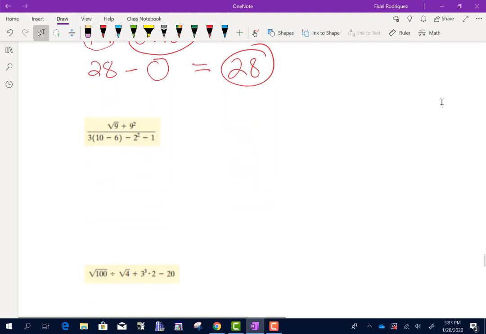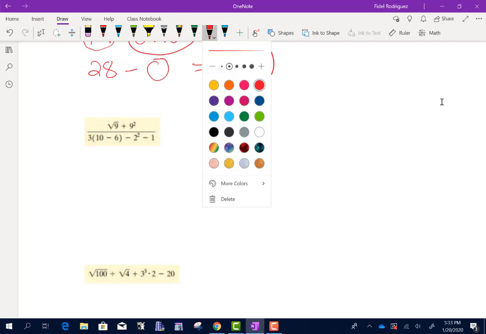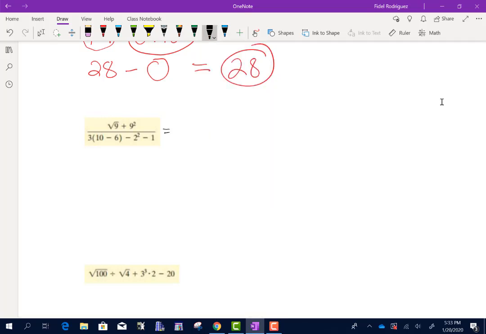All right. So, taking a look at the next problem that I have here. Remember, when we have fraction bars, we can think about it as: let's simplify the top, and then let's go back and simplify the bottom. So let's simplify the top first. The square root of 9 is 3. 9 squared means 9 times 9, which is 81. Equals 3 plus 81, which is 84.